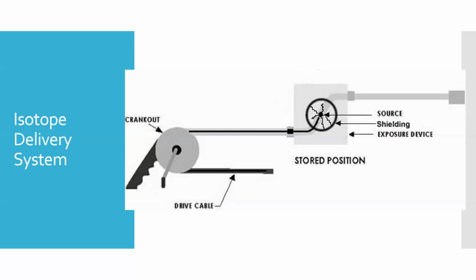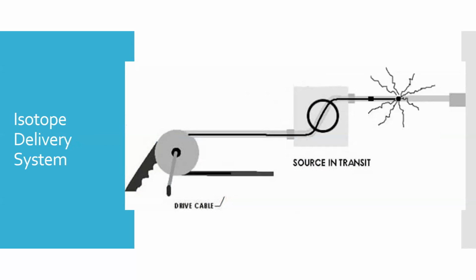This crank-out device and drive cable allow us to stand away from that box, that source and shielding, and ultimately the delivery tube over here on the right, so that we can be a safe distance away, or we can put some kind of shield between us, like a lead blanket or a lead curtain, and then move this crank to move that gamma ray source out into whatever it is we're going to be imaging.